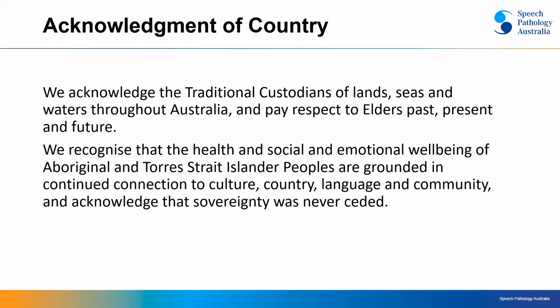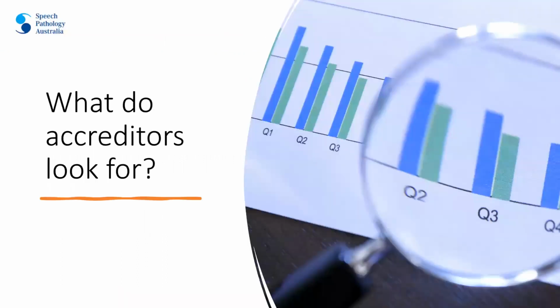First, an acknowledgement of country. We acknowledge the traditional custodians of lands, seas and waters throughout Australia and pay respect to elders past, present and future. We recognise that the health and social and emotional well-being of Aboriginal and Torres Strait Islander peoples are grounded in continued connection to culture, country, language and community, and acknowledge that sovereignty was never ceded.